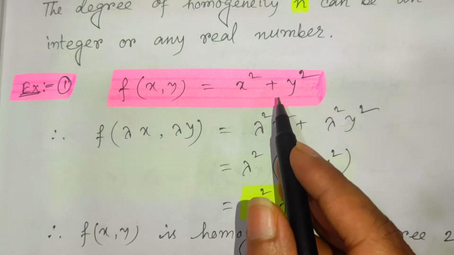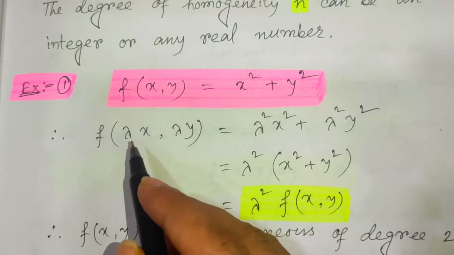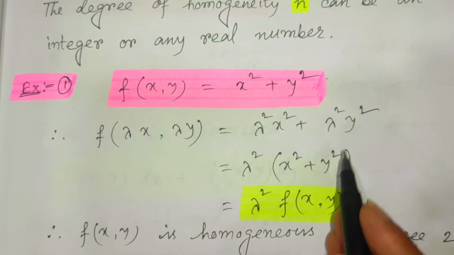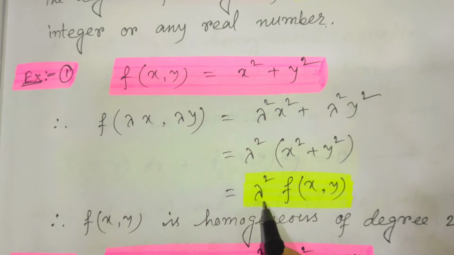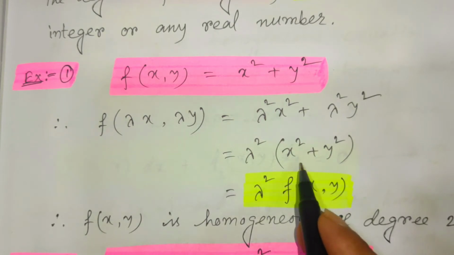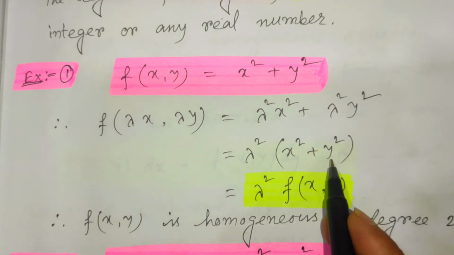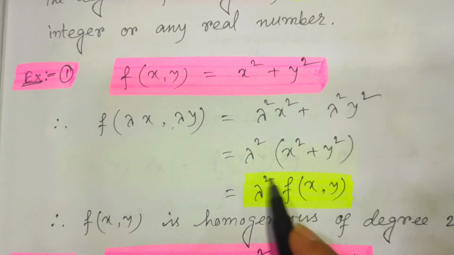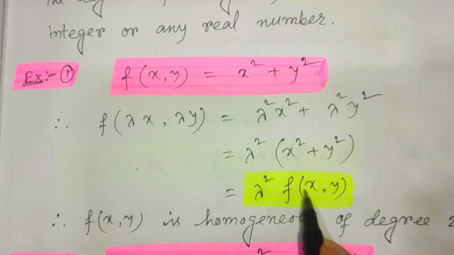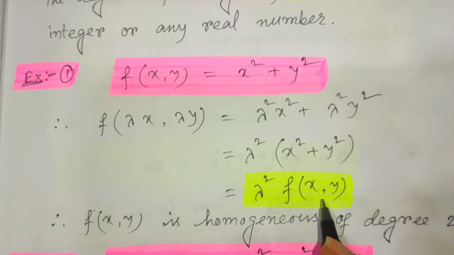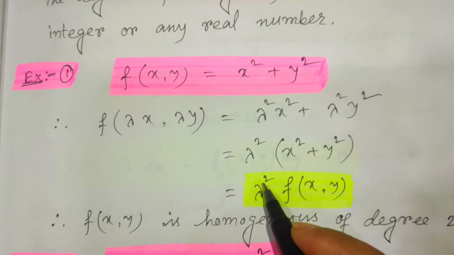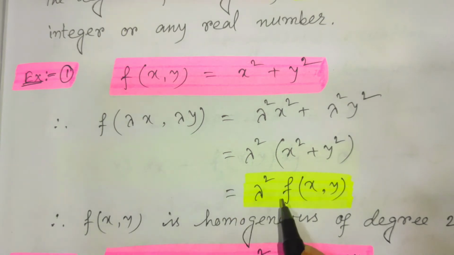So what we will do? Instead of x, we substitute lambda x, and instead of y, we substitute lambda y. After this substitution and simplification, we find lambda square times f of x, y, because x square plus y square is nothing but our given f of x, y. So if we can find such a substitution result for this expression, then we can say the given function is homogeneous, and the power of this lambda specifies the homogeneity of the given function. So the degree of this function is 2.